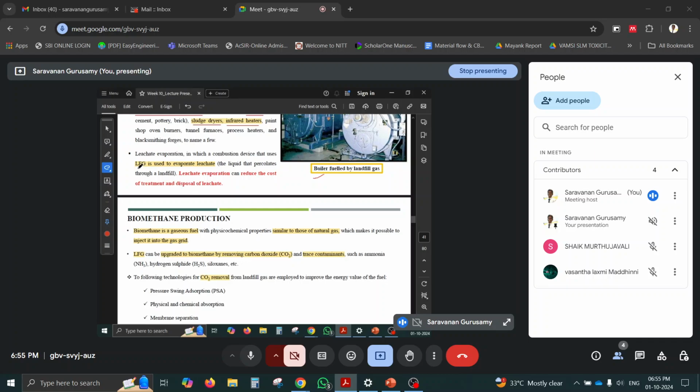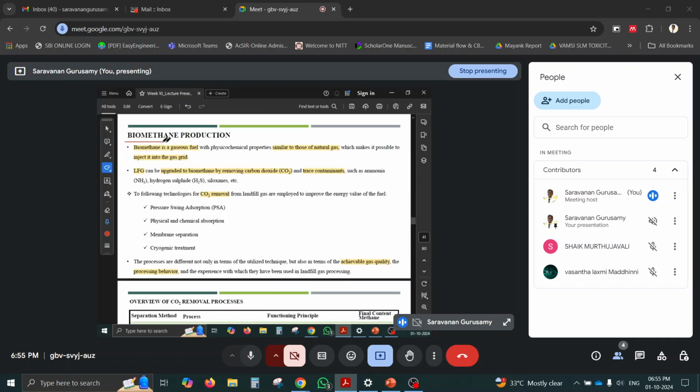We can also use this landfill gas to evaporate the leachate, because we have studied leachate treatment. Leachate evaporation is a simpler method and technically feasible, but it has a higher cost in the project due to the heating mechanism. But if you are using landfill gas to energy as a source of heat for landfill leachate evaporation, then it is economical and reduces the cost of treatment and disposal of leachate.